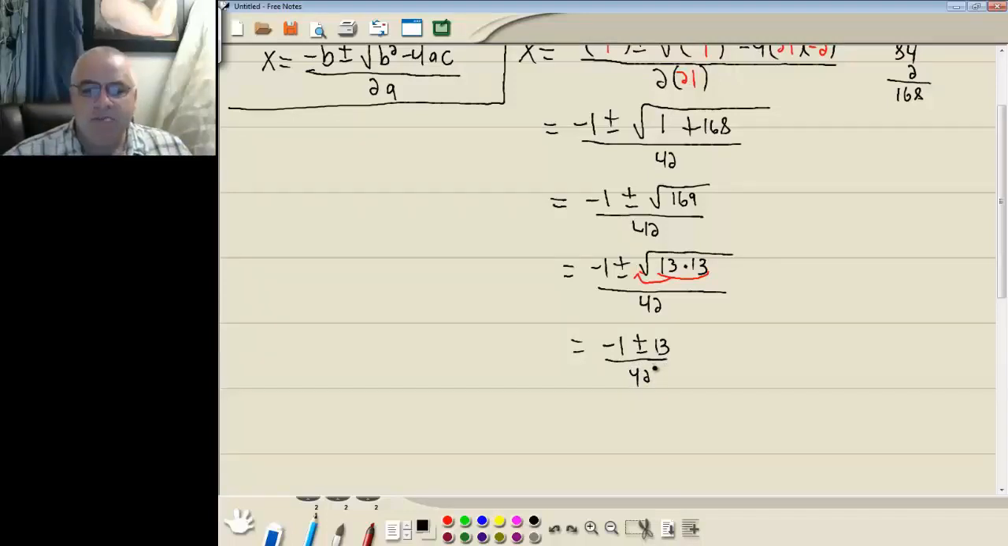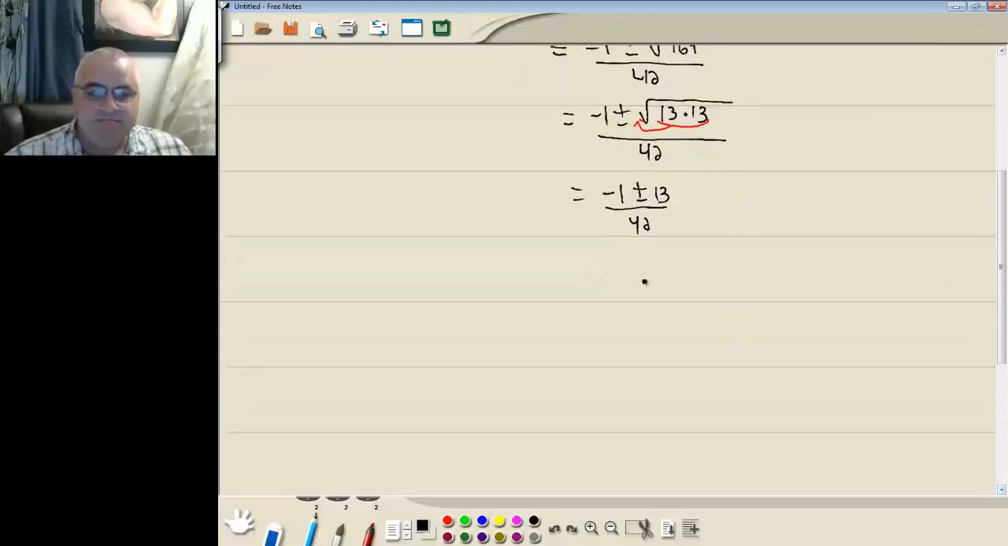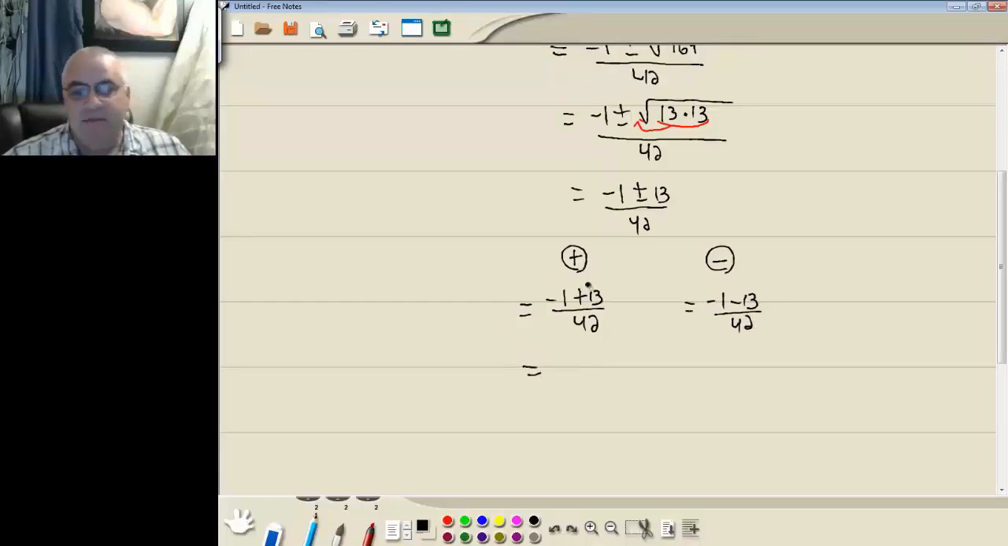Now, if your radical disappears, then it's a good idea for you to split them up into two separate pieces. We'll have a positive version, we'll have a negative version. What that plus or minus means is we'll have negative 1 plus 13 over 42, and we'll have negative 1 minus 13 over 42. And again, it's beneficial to split it up like this if your radical has disappeared. Well, negative 1 plus 13 is 12. So we get 12 over 42.